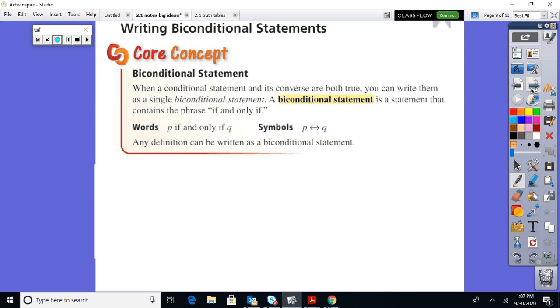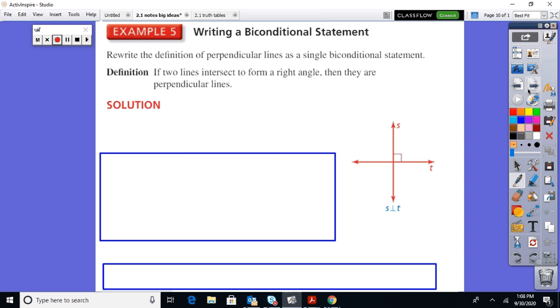All right, and finally, a biconditional. So biconditional, two conditionals. And the key thing we want to remember is the phrase if and only if, and the double arrow symbol. Biconditionals: when a statement and its converse are both true, then you can combine them to write an if and only if statement. Here we go, last example.